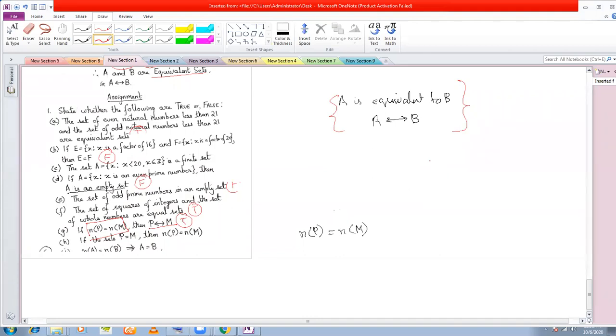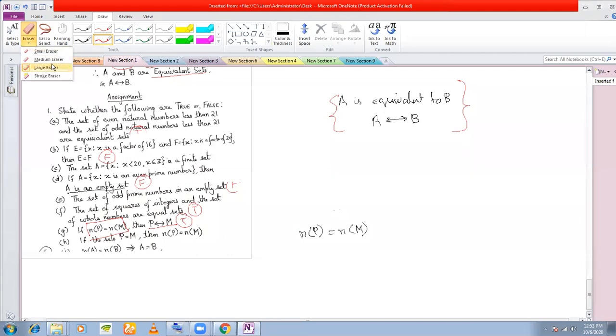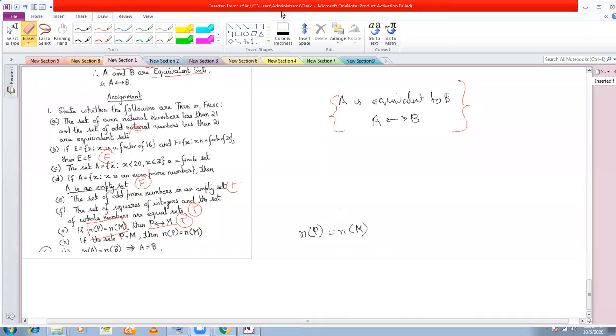Tell me whether you understood or not. Yes, sir. Okay. 1H. If the set P is equal to M, then the cardinality of P is equal to the cardinality of M. Right or wrong? True or false? Wait, I'll call out the name, then you will tell me. Lucky Alam.